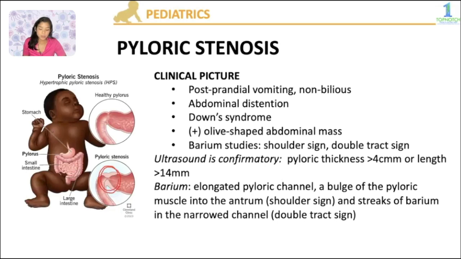Okay, so barium studies will show a shoulder sign or a double track sign, which is essentially just the lining of this hypertrophy in the pyloric area. So you would confirm it with an ultrasound or with a barium swallow study, whichever works. Okay.